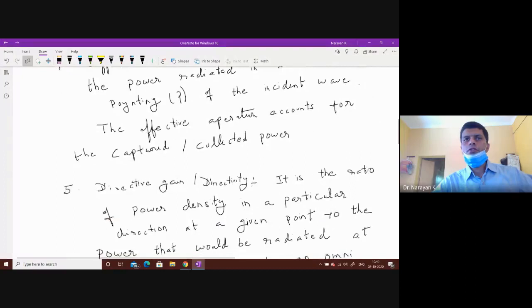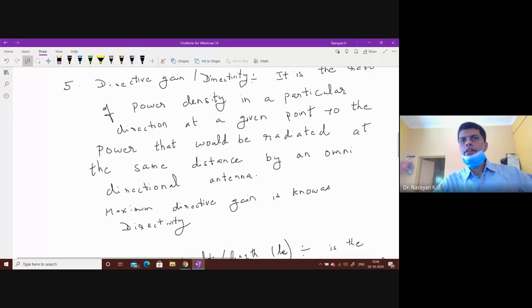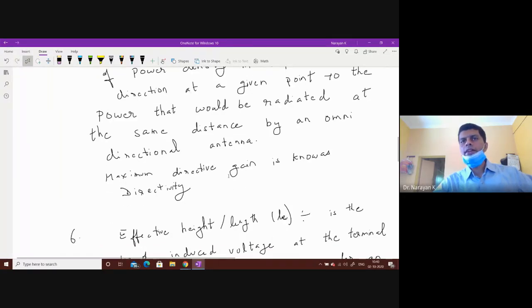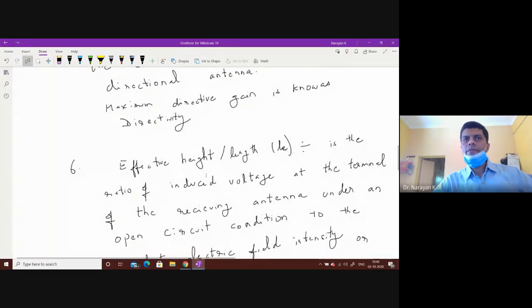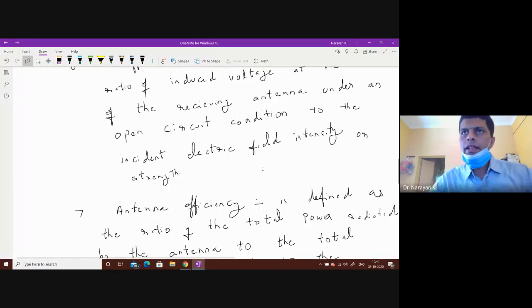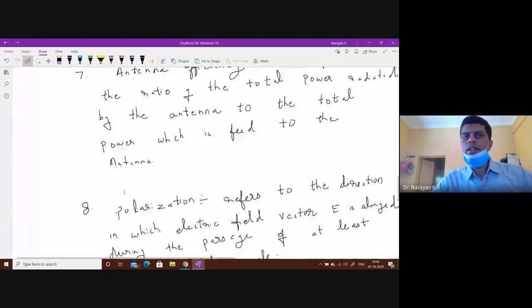The effective aperture accounts for the captured collected power. Directive gain, it is the ratio of the power density in a particular direction at a given point to the power that would be radiated at the same distance by an omnidirectional antenna. Maximum directive gain is known as the directivity. Effective height is the ratio of the induced voltage at the terminal of the receiving antenna under an open circuit condition to the incident electric field intensity or strength. Antenna efficiency is defined as the ratio of the total power radiated by the antenna to the total power which is fed to the antenna.